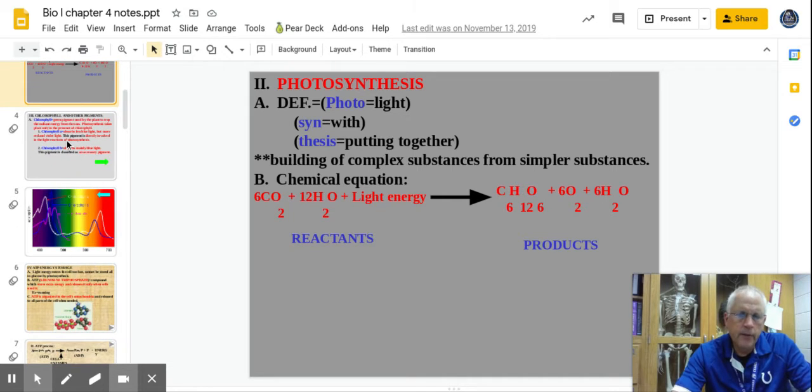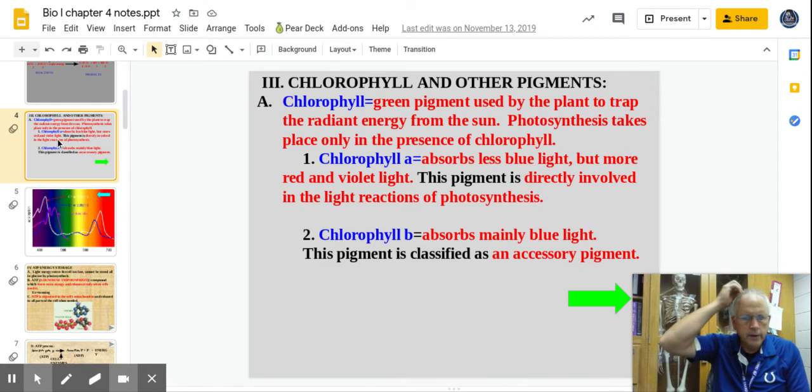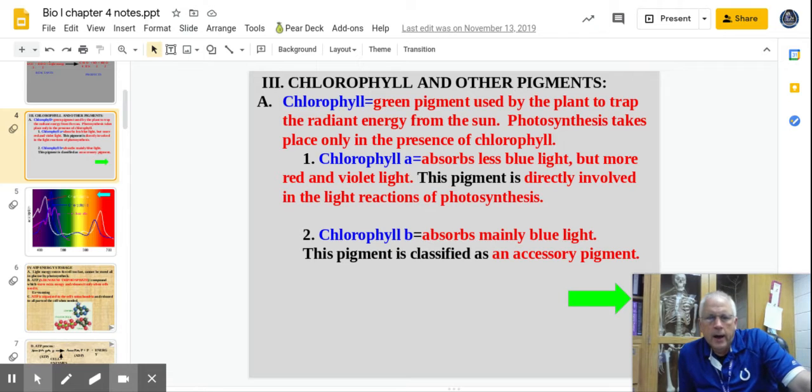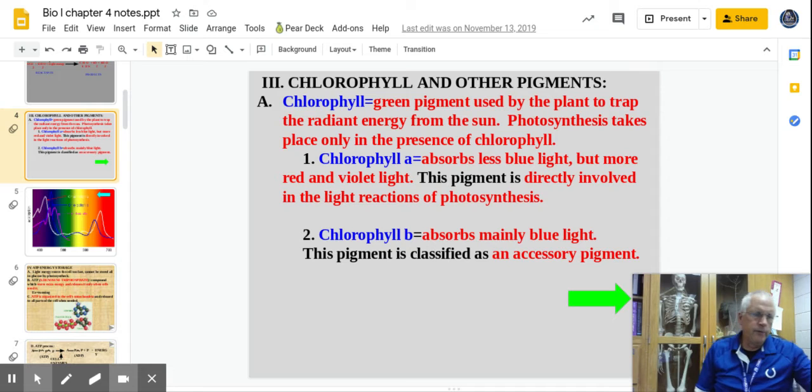Okay. The other thing I wanted to start with, since this is just introductory notes, is we talked about chlorophyll. It's in those chloroplasts. It's that green pigment we talked about in the cell chapter. It's able to trap radiant energy from the sun. It has to be present, so photosynthesis will not take place unless it's in the presence of chlorophyll. And there are 2 types of chlorophyll. There's chlorophyll A and there's chlorophyll B. Okay, pretty easy to remember that.